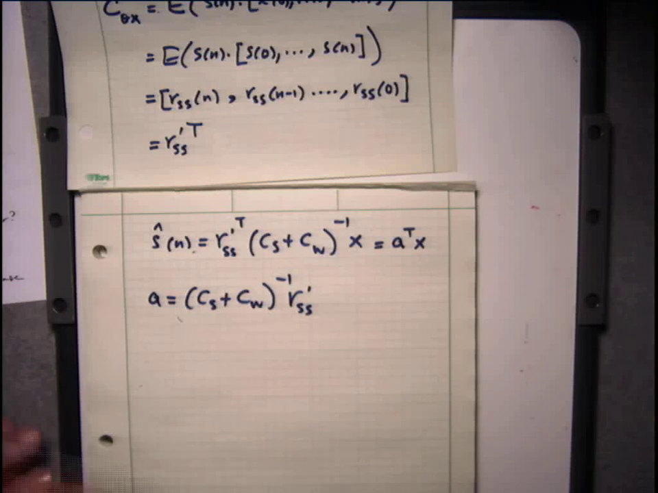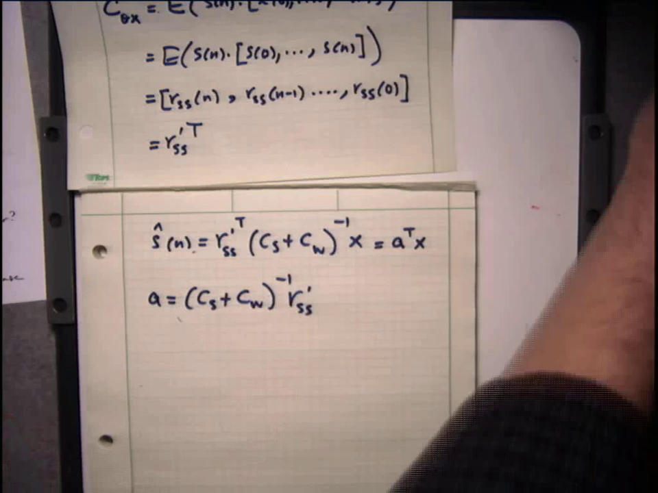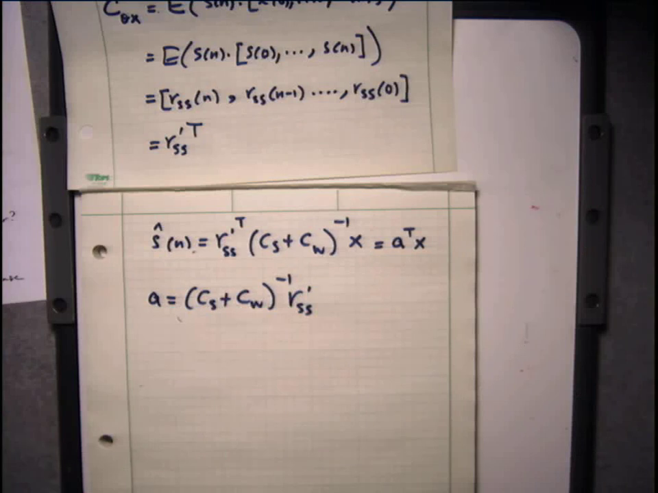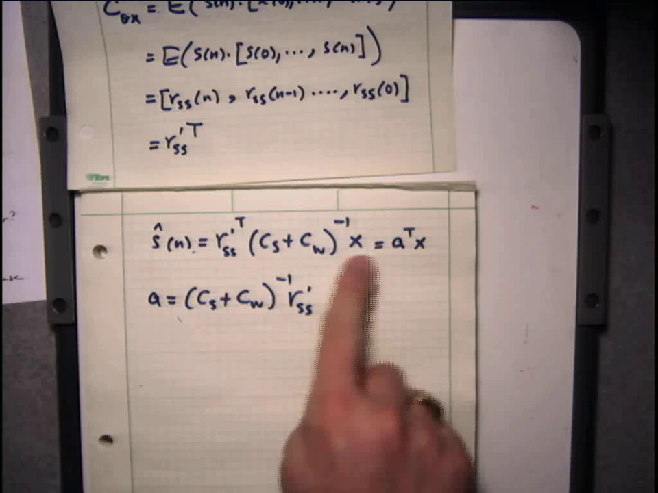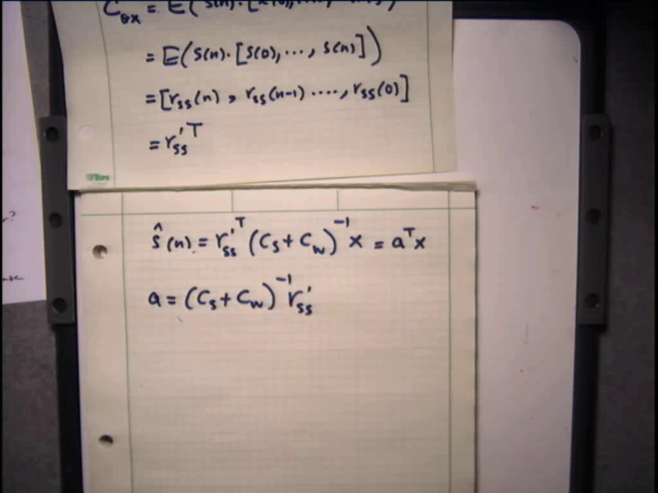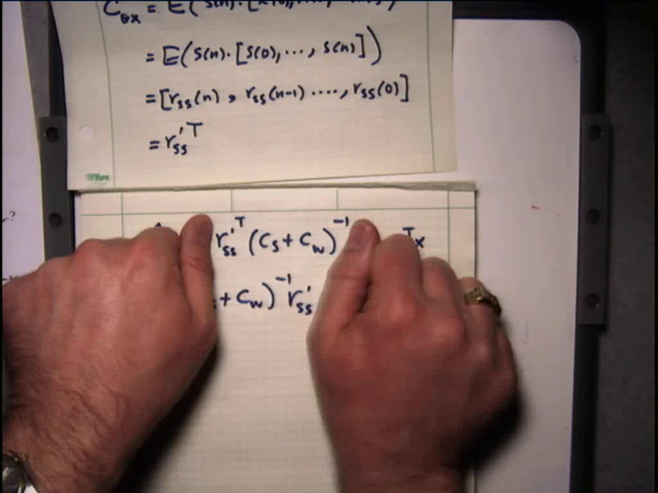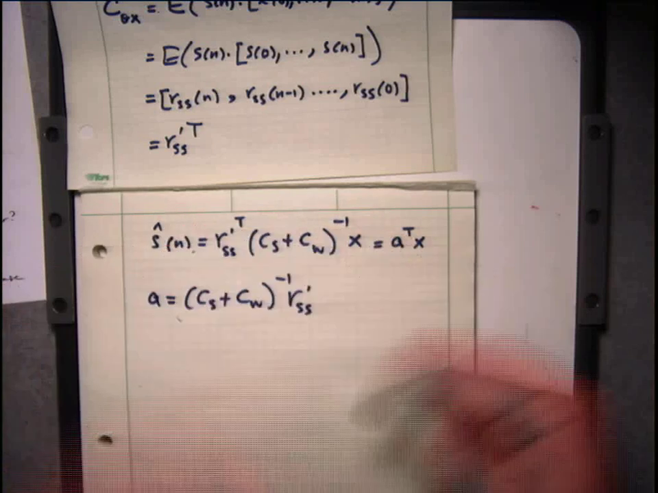Okay, so RSS is more or less a weighing function? RSS is basically a weight function, that's right. Then what's the interpretation of CS plus CW inverse? CS plus CW inverse is the covariance of X. Right. So this is basically a matched filter. But that's more or less like another weighting function. That's right. This whole thing is a weighting function. So you're weighting the different elements of X in order to get an estimate of S hat.